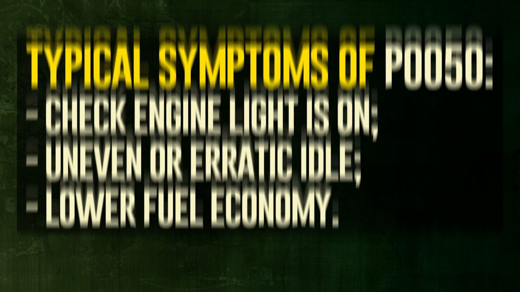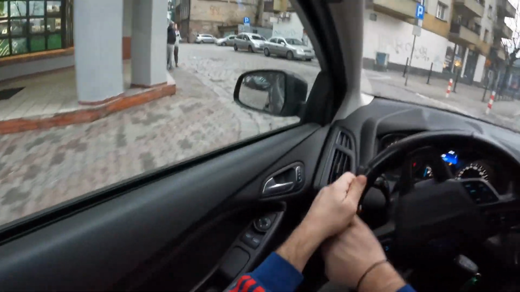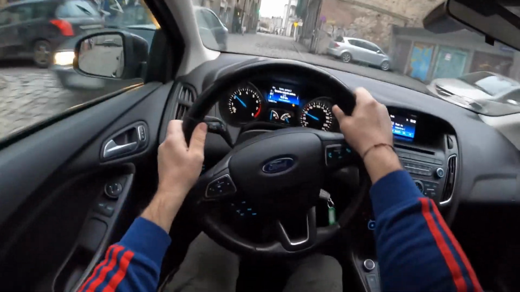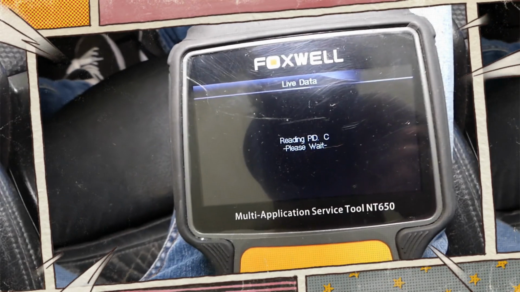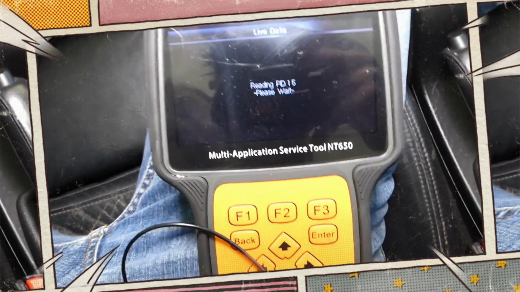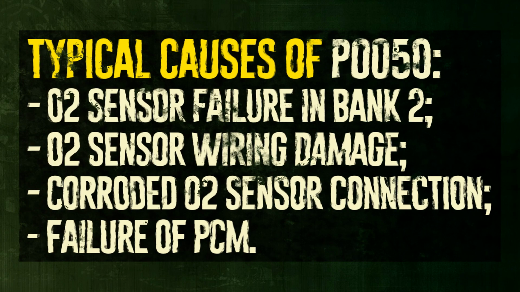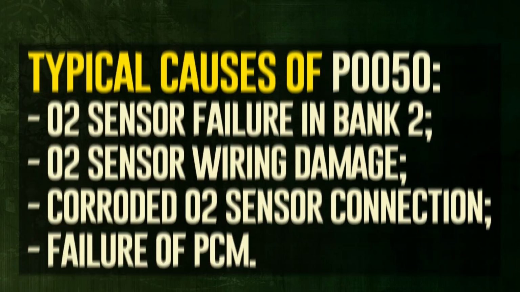Lower fuel economy. Causes. There are several underlying problems that can give rise to diagnostic fault code P50, some of which are easier to diagnose than others. Those who are knowledgeable about these possible reasons can frequently speed up the entire diagnostic and repair procedure. Some of the most frequent causes of DTC P50 are listed below. O2 sensor failure in Bank-II. O2 sensor wiring damage. Corroded O2 sensor connection. Failure of PCM.